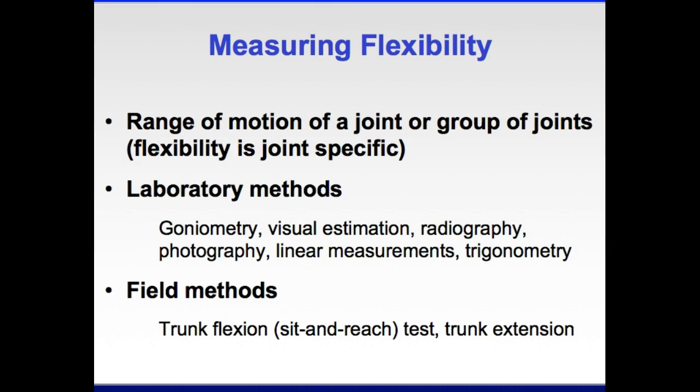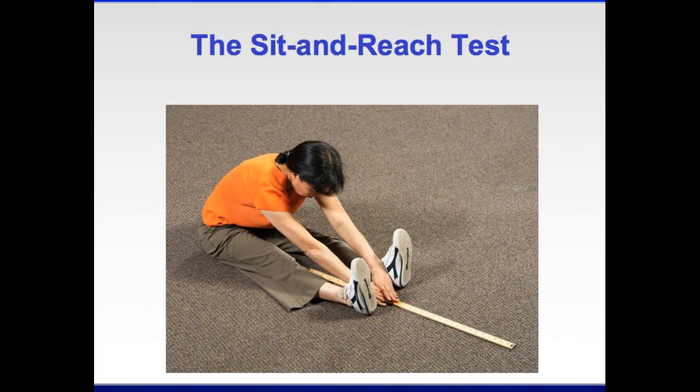Measuring flexibility: range of motion of a joint or group of joints. Flexibility is joint specific. Laboratory methods are goniometry, visual estimation, radiography, photography, linear measurements, and trigonometry. Boy, these are big words. Trigonometry, there you go. Field methods: trunk flexion, the sit and reach test, and trunk extension. Here's somebody doing the sit and reach test.